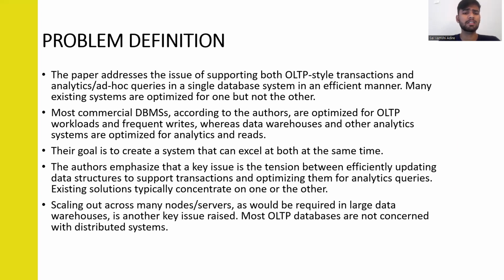So many existing systems are optimized for just one, but not the other. Like it cannot work for both at the same time. Most commercial database management systems, according to the authors, are optimized for OLTP workloads and frequent writes, whereas data warehouses and other analytical systems are optimized for analytics and reads. Now, the goal is to create a system that can excel at both at the same time.